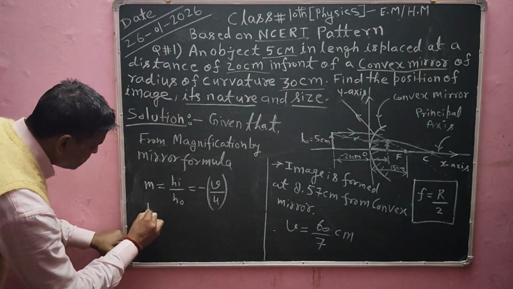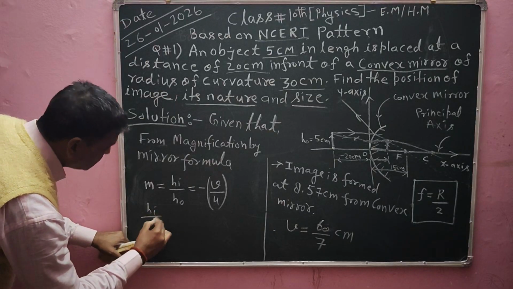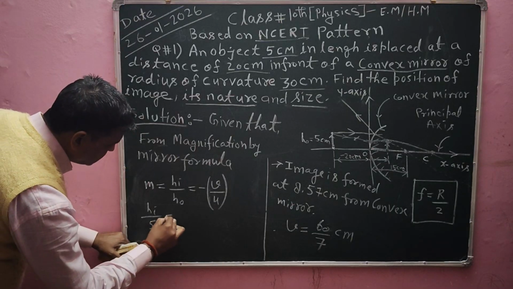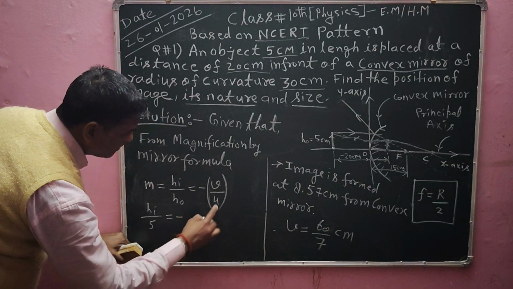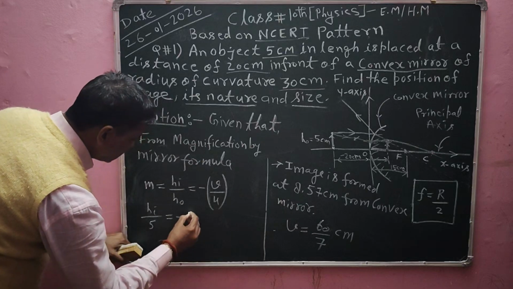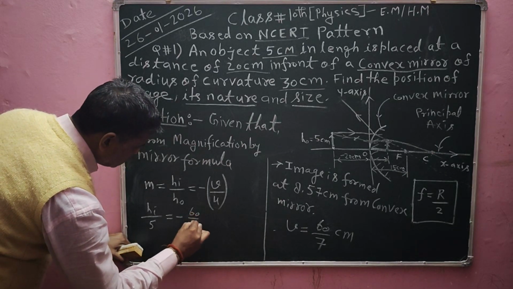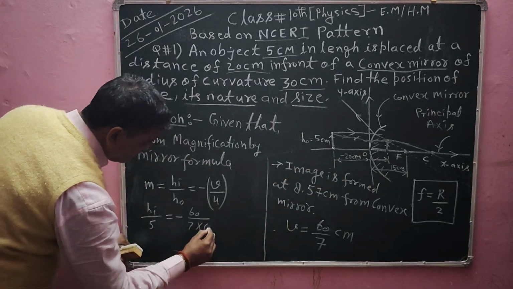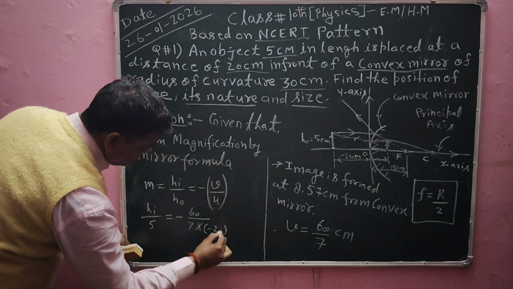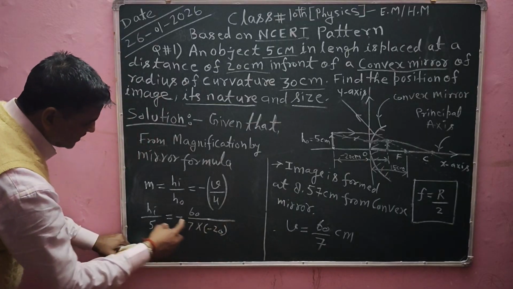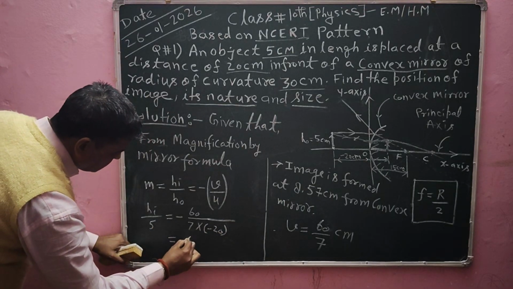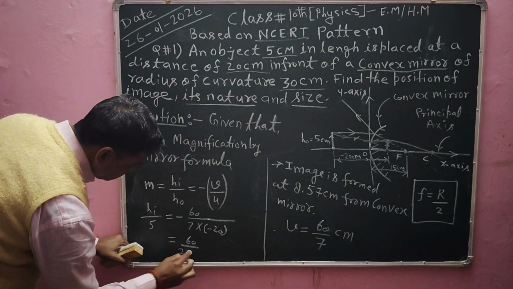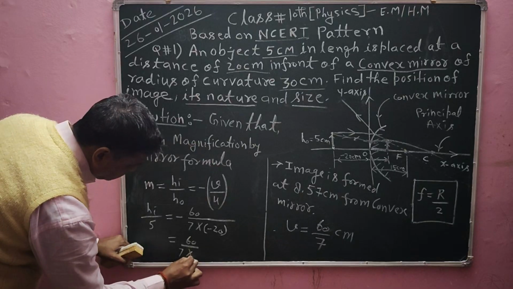So HI, this one HO that is given here, 5 centimeter, so I will put its value 5, which is equal to minus the value of V, that is 60 by 7, and the value of U available here is -20, so I will put here -20. Now minus and minus will be plus, that is 60 divided by 7 into 20.